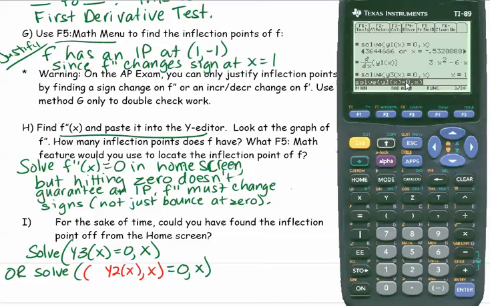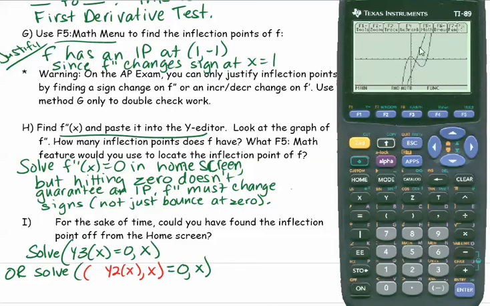Remember, you have to double check that it doesn't bounce there. It has to cross over the axis. But we've already seen the graph. We already know that the second derivative is negative, and then it hits 0, and then it becomes positive. So it can't be a bounce point on the second derivative. So if the second derivative changes signs, don't just say the second derivative equals 0. That's not good enough.